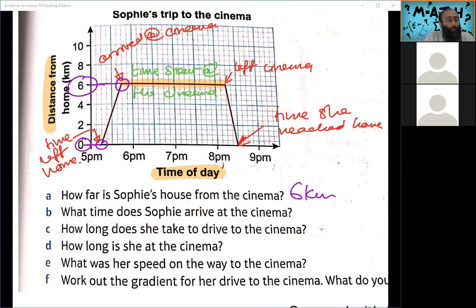Done. Read part B for me, please, Layla. What time did Sophie arrive at the cinema? Okay, which we already interpreted. We put an arrow for it. So go on then, give me the time. Let's drop a line straight down. That's going to be 5:30.